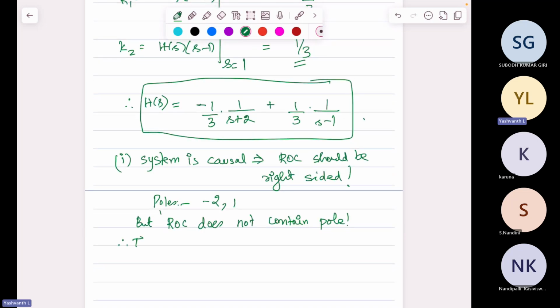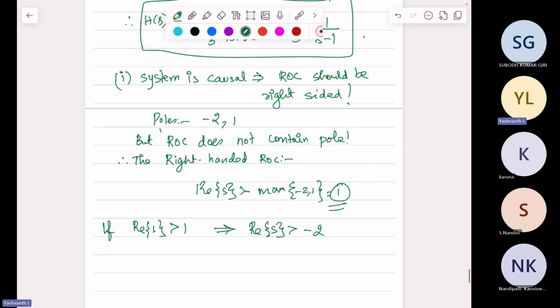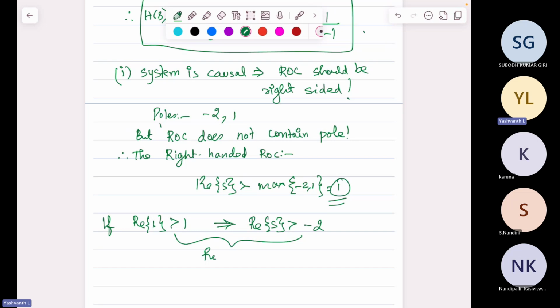Therefore, the right-handed ROC is nothing but real part of S greater than max of -2 and 1, which is equal to 1. Therefore, if real part of S is greater than 1, automatically that is also greater than -2. So both are right-handed ROC.